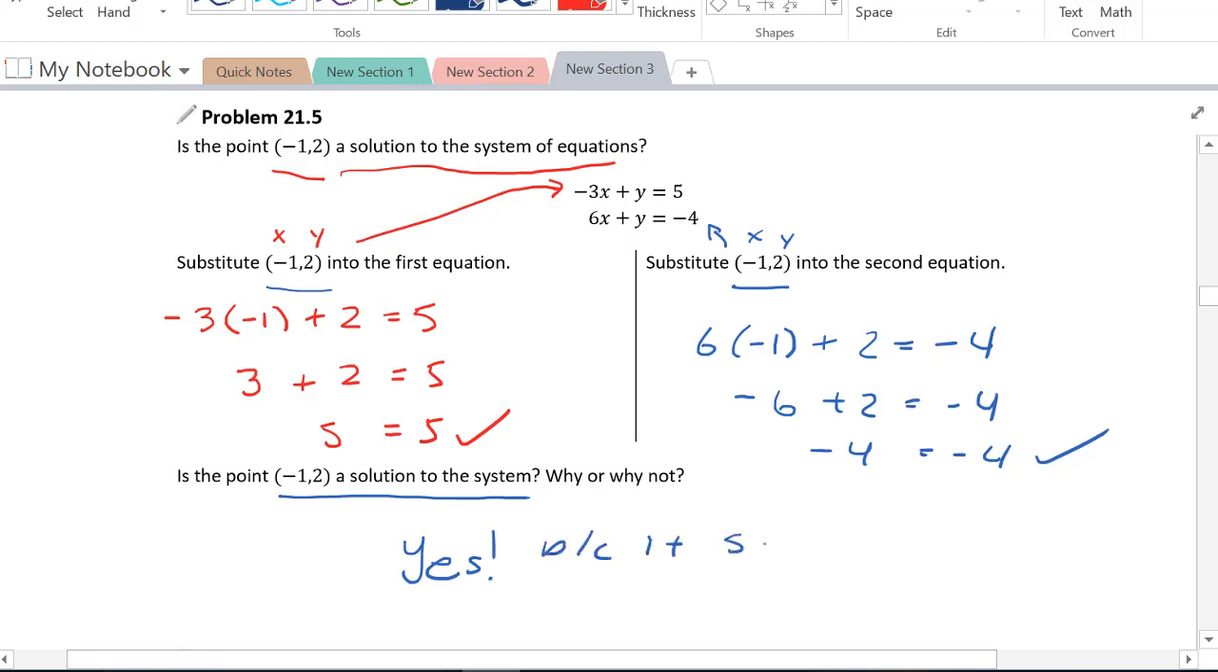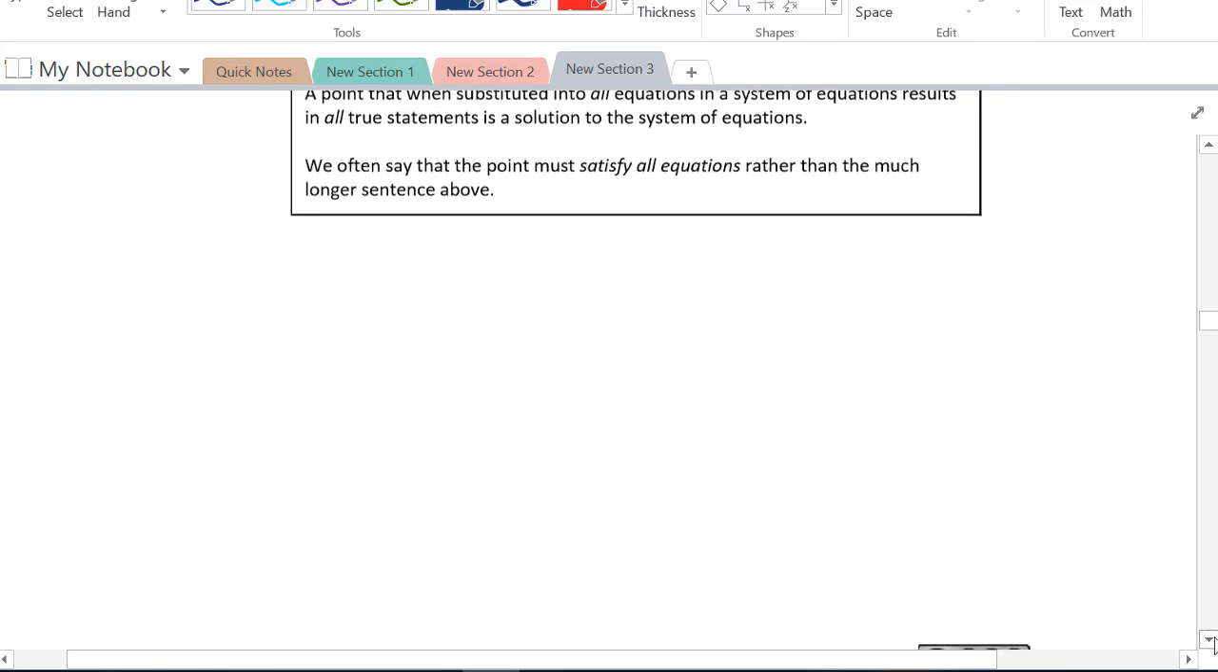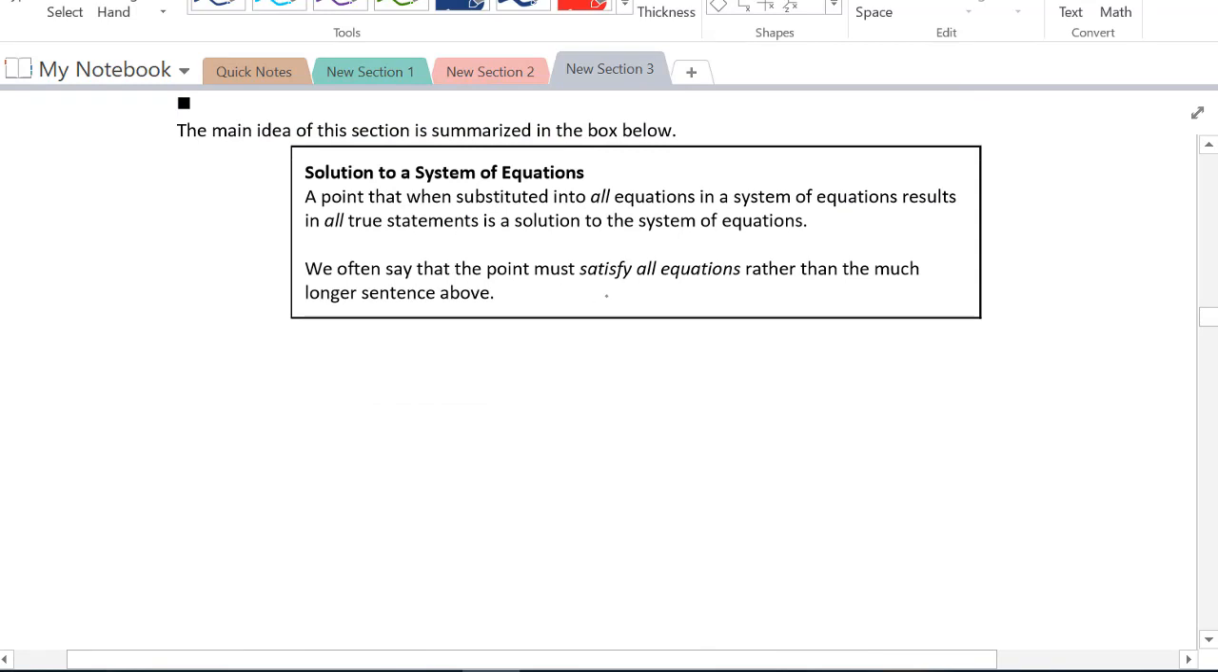Okay, why? Because it satisfies both equations. Okay, so again, for a point to be a solution to the system of equations, it has to satisfy both equations. It can't just satisfy one, like you see in these two examples. Okay, let's go to another one. And that's kind of what this is saying right here, right? The point must satisfy all the equations, okay, for it to be a solution.